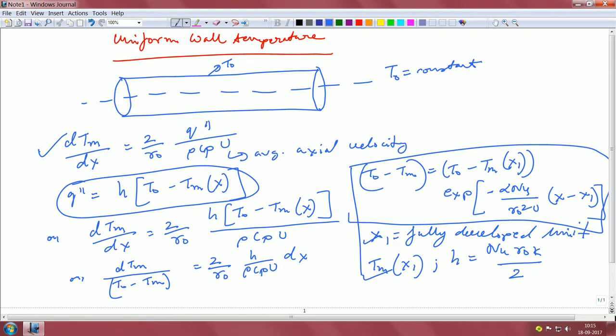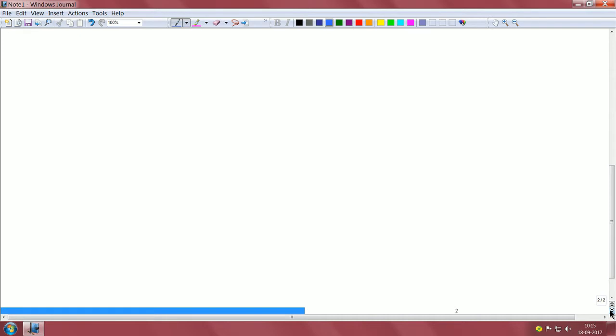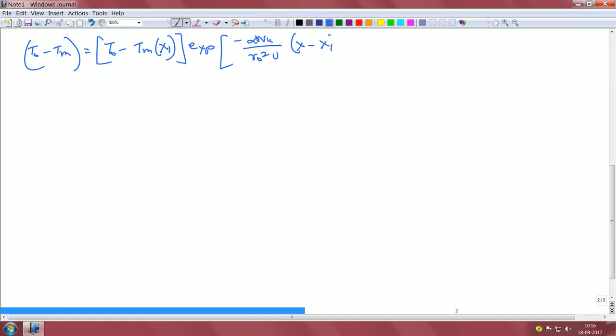Some interesting points to note about this particular expression. Let me write it once again clearly so that you can appreciate it, where x1 is the fully developed limit. So, that is the expression. Now, using this expression you can see that this is the start, this is the maximum variation of temperature. This is the starting point of the fully developed regime.